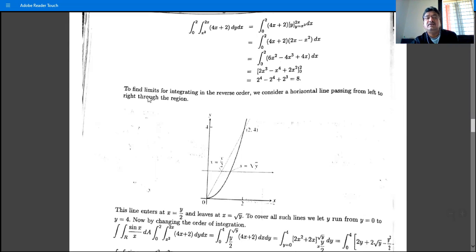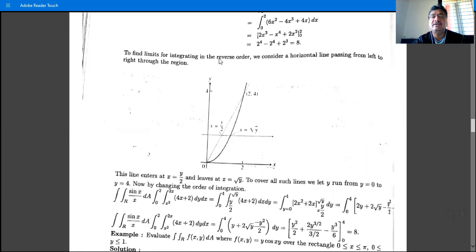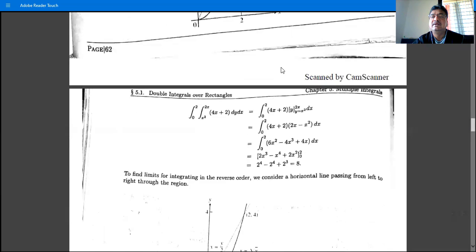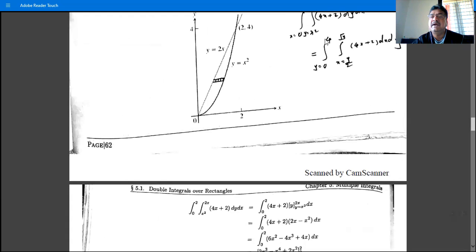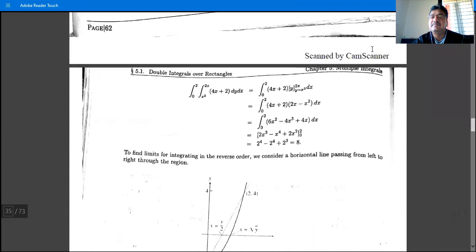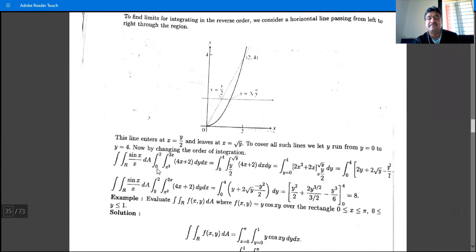And to find the limit of integration in the reverse order, we integrate in this manner, that is with respect to x first. So y by 2 to root y, 0 to 4. Then integration with respect to x first, then we have 2x square, integration of x is x square by 2, 4x, x square by 2 is 2x square, plus integration of 2 is 2x, y by 2 to root y, upper limit, lower limit, value at upper limit minus value at lower limit.